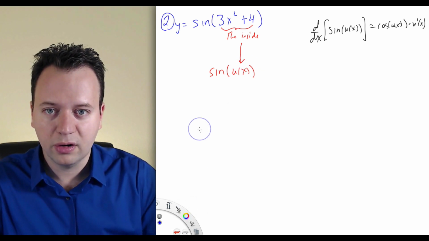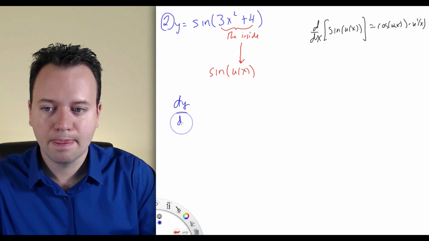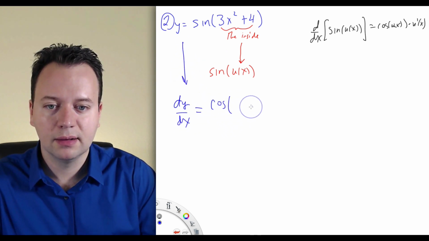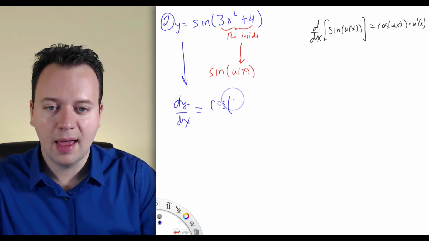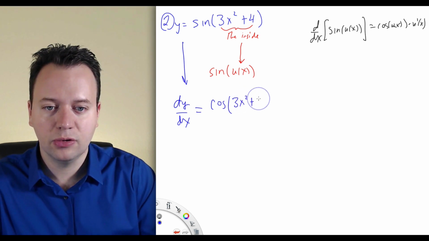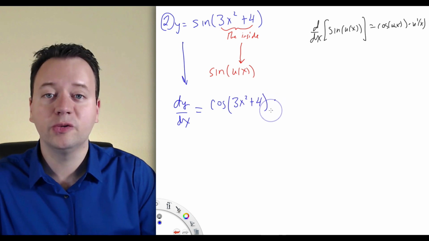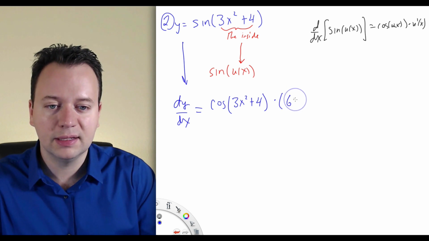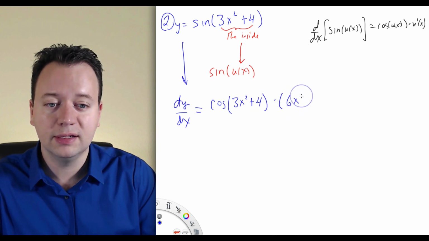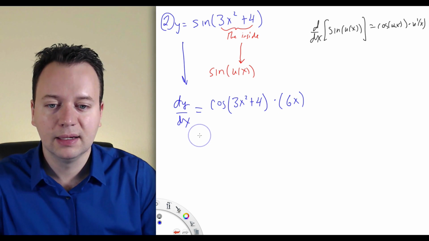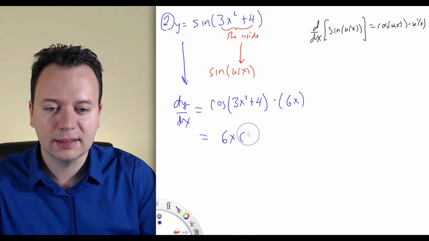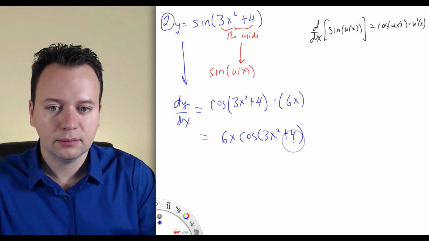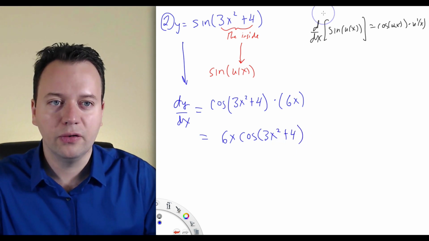When we take the derivative, sine turns into a cosine, and then the inside stays the same, 3x squared plus 4, but then we multiply by the derivative of the inside. The derivative of 3x squared is 6x. The derivative of 4 is 0, so we just get times 6x. Then we might want to rewrite this as 6x cosine of 3x squared plus 4. And so there's the derivative of our function.